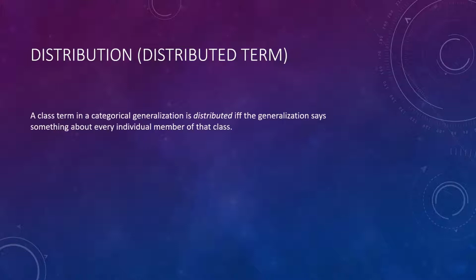Here's the definition. A class term in a given categorical generalization is distributed if the generalization says something about every individual member of that class. Let's take an example. The generalization, all cows are grass eaters, says something about every cow. Specifically, it says that every one of them is a grass eater. Therefore, the term cows is a distributed term in this generalization.